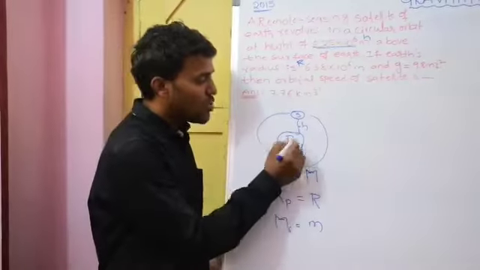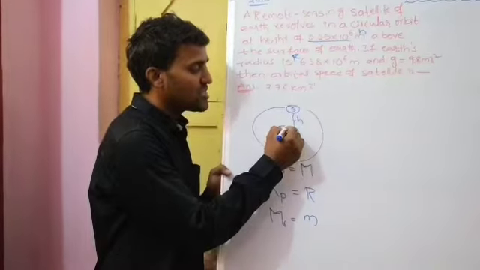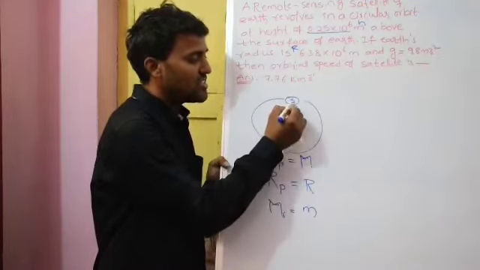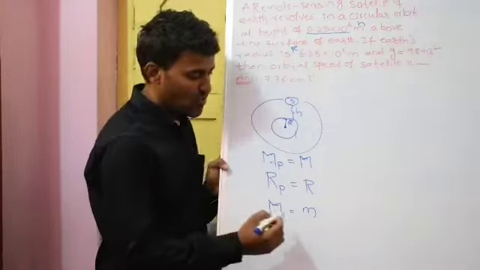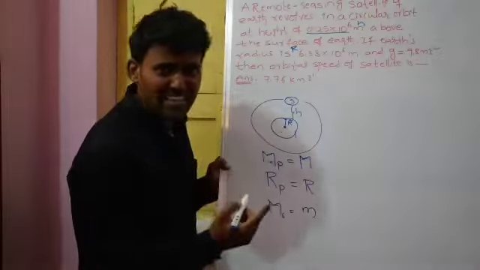So what about the total distance? From the center of the planet to the surface of the planet the distance is R. From here to here the distance is h. So the total distance is R plus h.